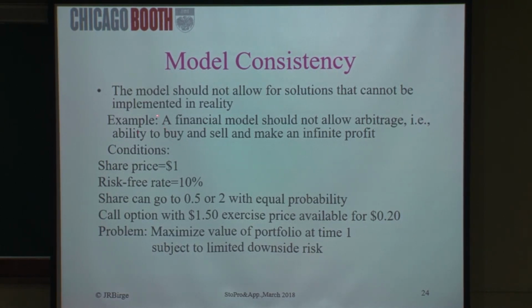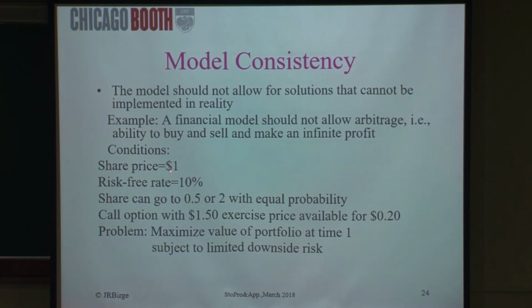So a financial model should not allow arbitrage. There shouldn't be a way in which I could buy and sell and make an infinite amount of money by trading in something. Here's a model that is going to end up with arbitrage, but it doesn't look obvious at the beginning. Sometimes these arbitrage situations are not completely obvious, but they're inherent in the model.